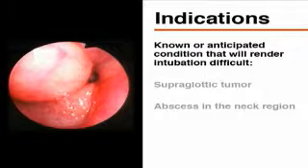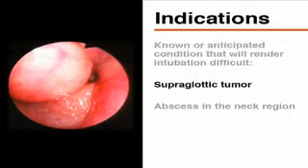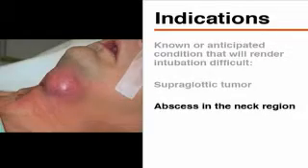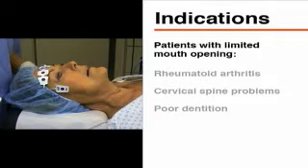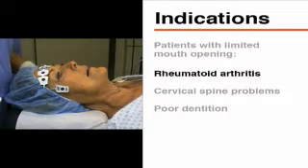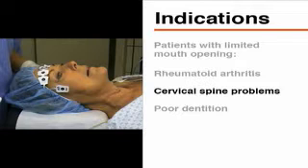Nasal fiber optic intubation is indicated when endotracheal intubation is required, but the patient has a known or anticipated condition that will render intubation difficult. For example, a patient with supraglottic tumor or an abscess in the neck region. Nasal fiber optic intubation is also indicated in patients with a limited mouth opening, for example, those with rheumatoid arthritis, cervical spine problems, or a poor dentition.